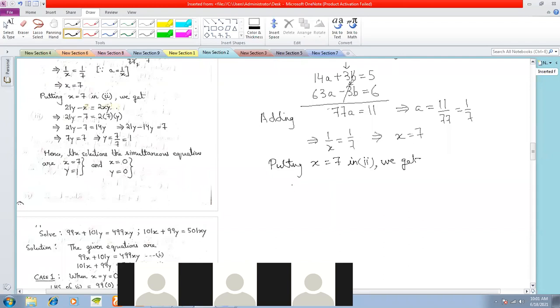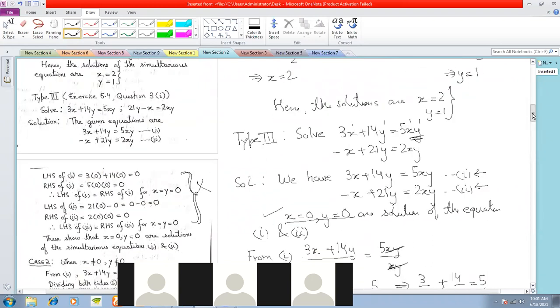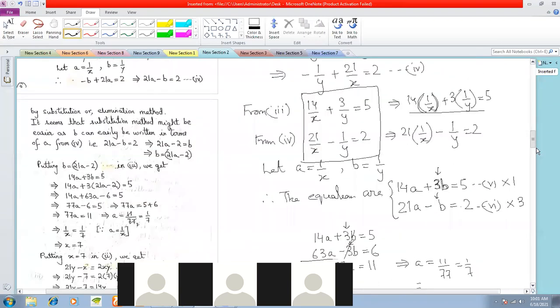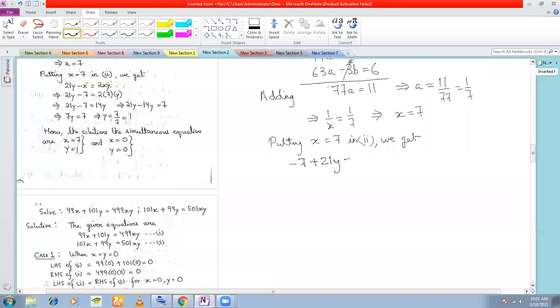We get, the equation here was minus x plus 21y is equal to 2xy. Minus x plus 21y is equal to 2x into y. Okay, now we solve this.